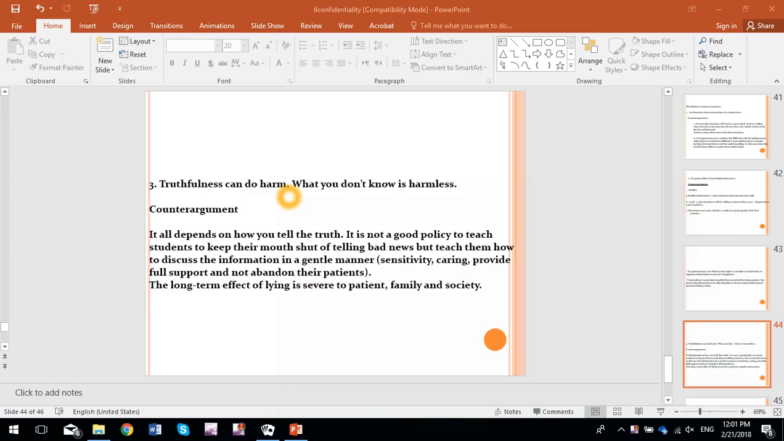Truthfulness can do harm. What you don't know is harmless. This is another argument that since the patient does not know anything, this is harmless. But if he knows what goes on, this means that you are violating the harmless. But the counter argument here is that it all depends on how you tell the truth.